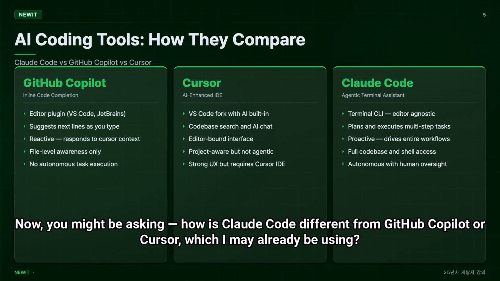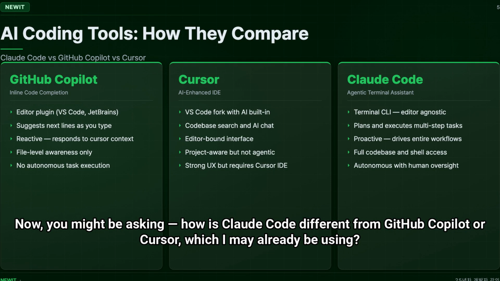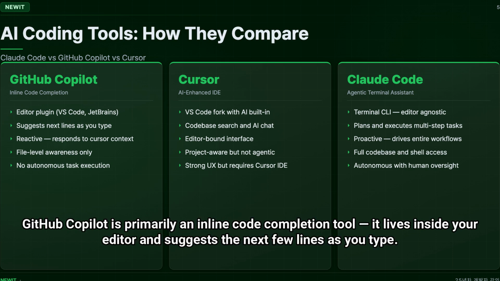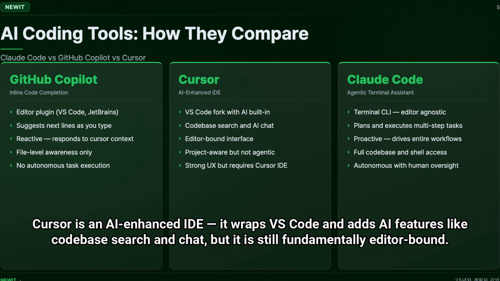Now, you might be asking, how is Claude Code different from GitHub Copilot or Cursor, which I may already be using? That is an excellent question, and the answer reveals a lot about Claude Code's design philosophy. GitHub Copilot is primarily an inline code completion tool. It lives inside your editor and suggests the next few lines as you type. It is reactive, not proactive. Cursor is an AI-enhanced IDE. It wraps VS Code, adds AI features like codebase search and chat, but it is still fundamentally editor-bound.